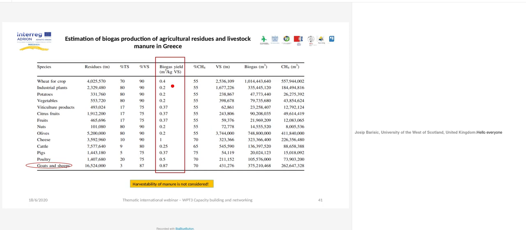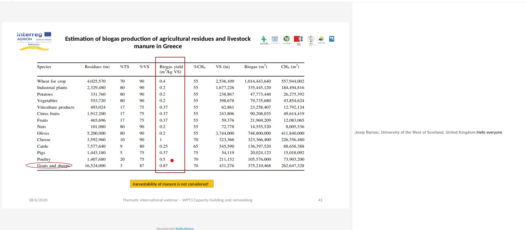Next slide is the estimation of the biogas production from agricultural residues and livestock manure. You see here, as said, the feedstock used is coming from agriculture, from residues like cereals, citrus fruits, olive oil industry residues, dairy industry, and concluding with the livestock manure. The biogas yield varies from 0.4 cubic meters per kilogram volatile solids to almost 1 when referring to the dairy industry.